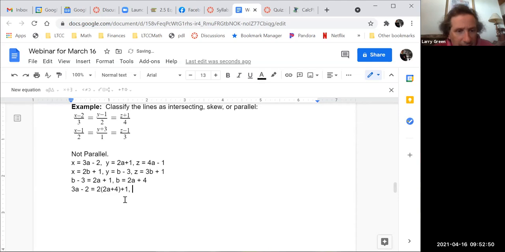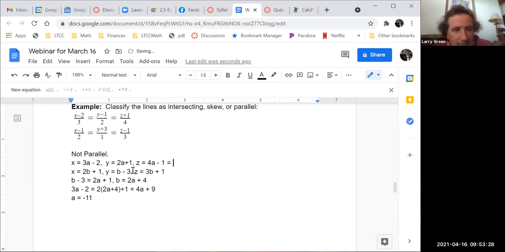If you work this out, we get 4a plus 8, plus 1, which is plus 9. Any questions so far? Subtract the 3a, subtract the 9, and you get a equals negative 11. Just basic algebra. Well, if a is negative 11, let's put it into the z formula.